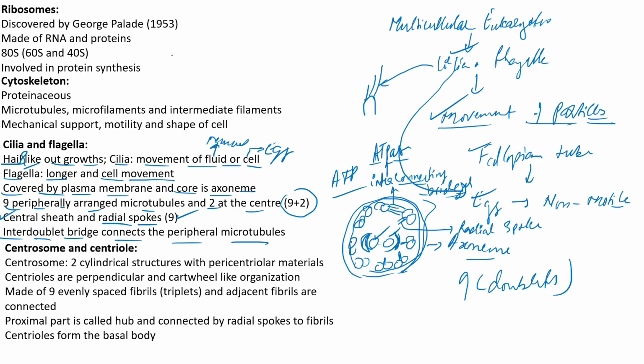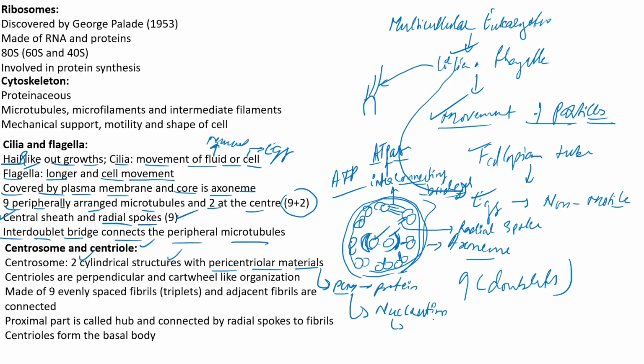So let's look at the next one, that is the centrosome and centriole, which is very similar to our cilia and flagella also. Now, the centrosome mainly includes 2 cylindrical structures with the pericentriolar material, also called the PCM. It is again made up of proteins, and this PCM is mainly involved in nucleation.